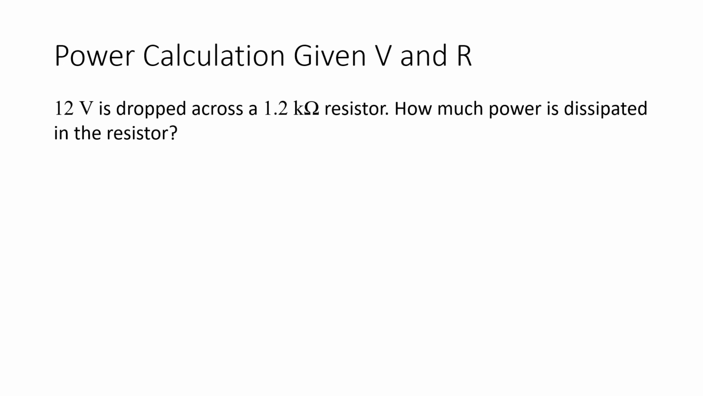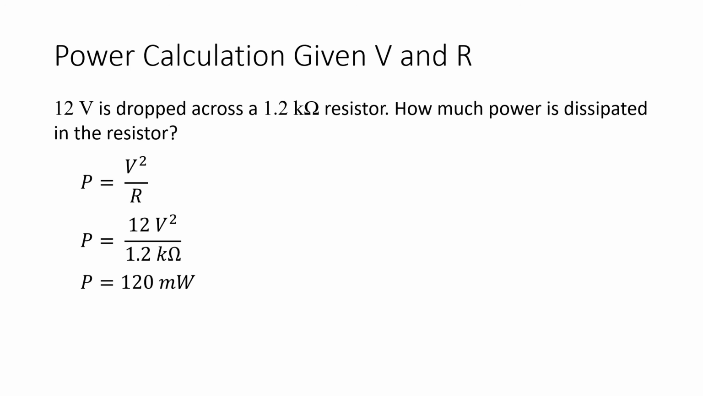So if 12 volts is dropped across a 1.2 k ohm resistor, how much power is dissipated in the resistor? Our equation is P equals V squared over R. P equals 12 volts squared divided by 1.2 k ohms. The power dissipation is 120 milliwatts.